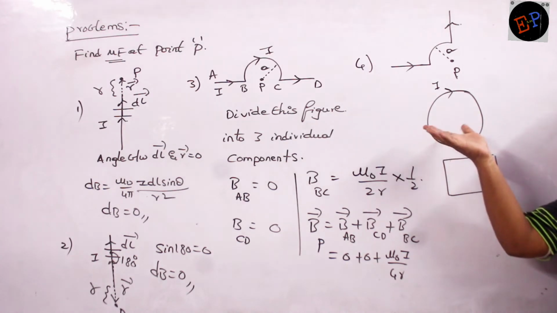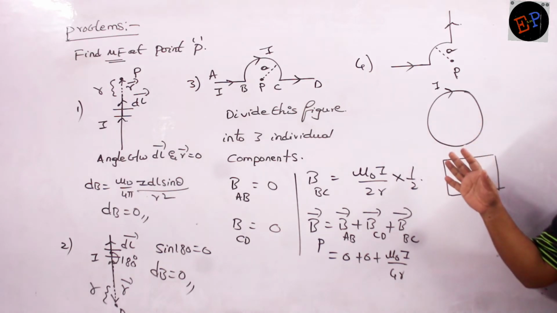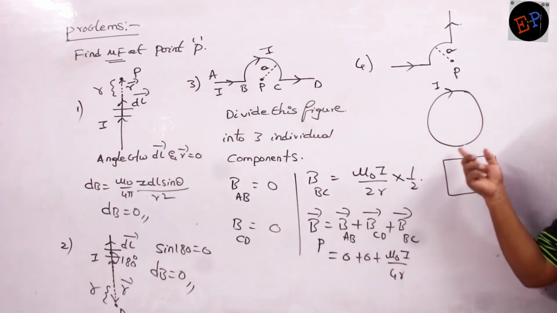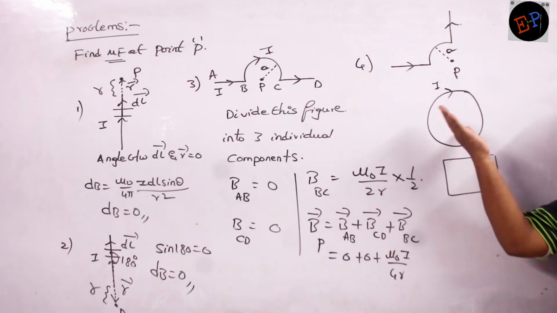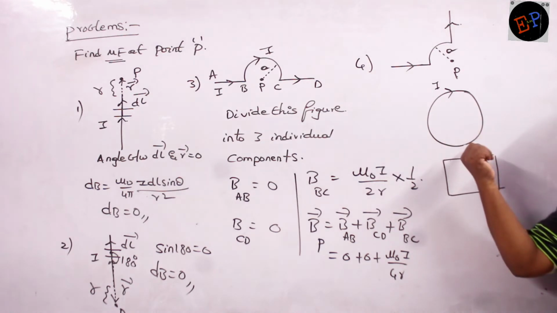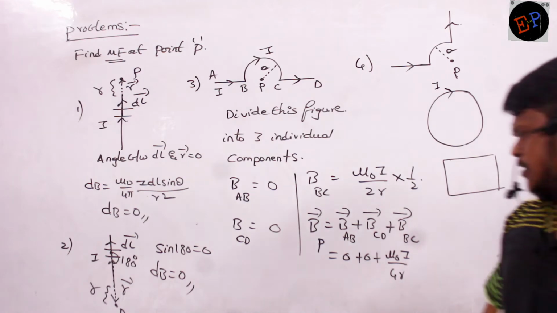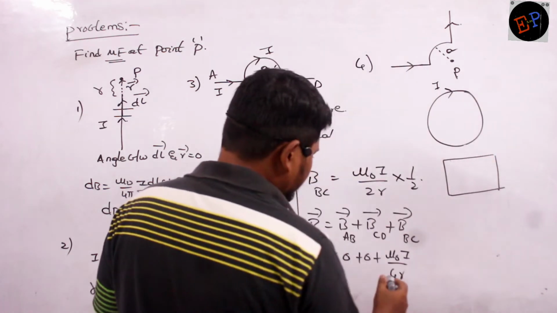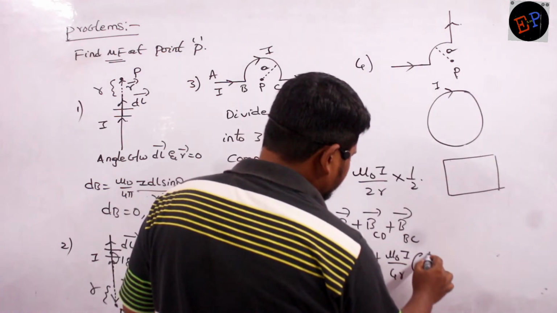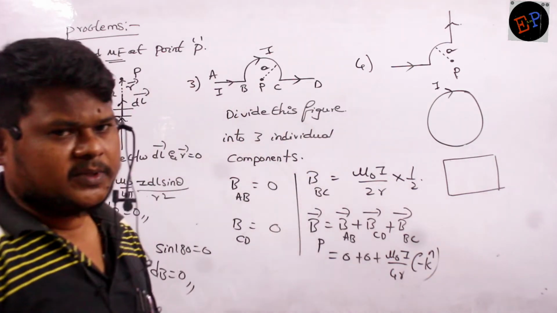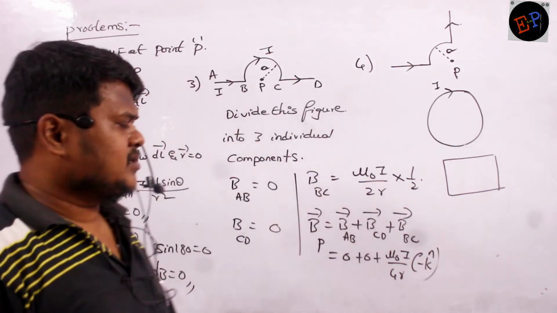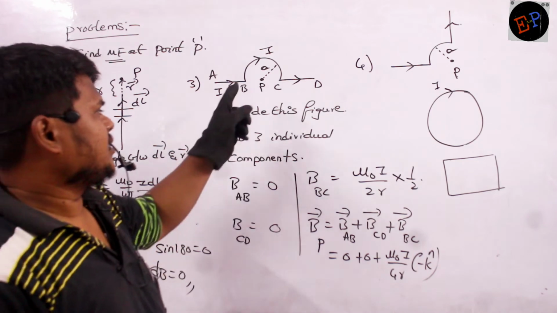This palm you can place at the back of this coil also, no problem. Either you can place at the front or at the back. Curling should be in the direction of current. Then magnetic field is perpendicular and inside the board. That direction I can call minus k cap. So this is the direction of magnetic field at point P.